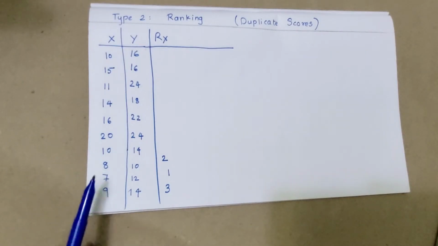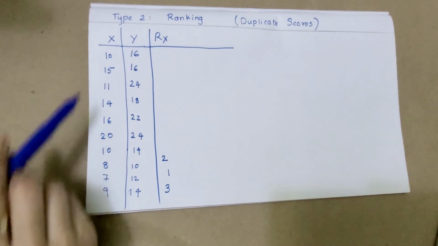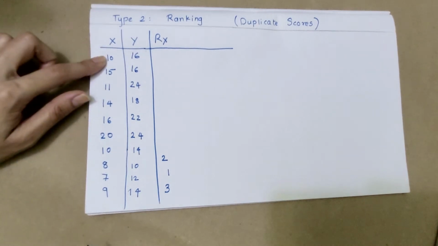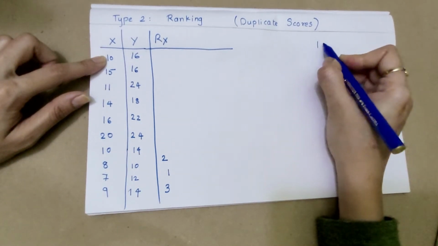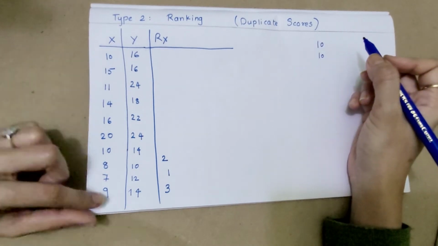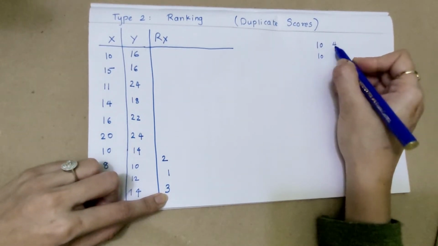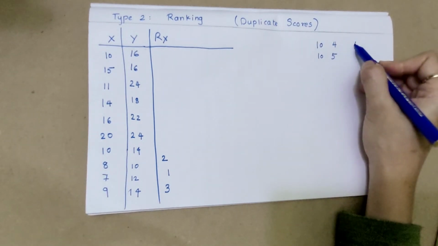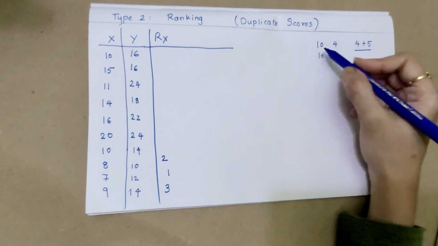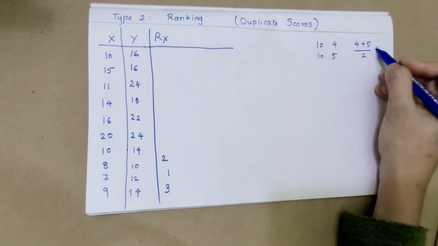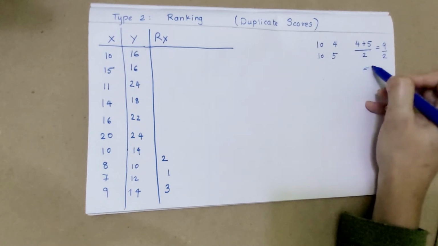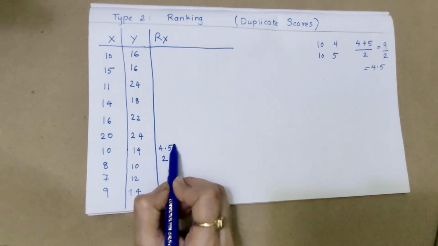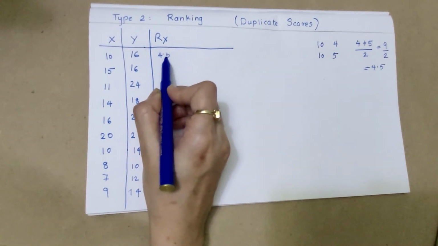Now in case of 9, after 9 there is 10. 10 and 10. Now 10 should go on fourth, but there is another 10, so fifth. So now you will see that we have two 10s, and after 9, that is third rank, they are shared with 4 and 5. So fourth and fifth rank has been allocated here. Now you will add up 4 and 5 and divide by how many number of elements? 2. So this is 9 by 2, which is 4.5. So again 10 goes on 4.5, same rank 10 goes on 4.5.